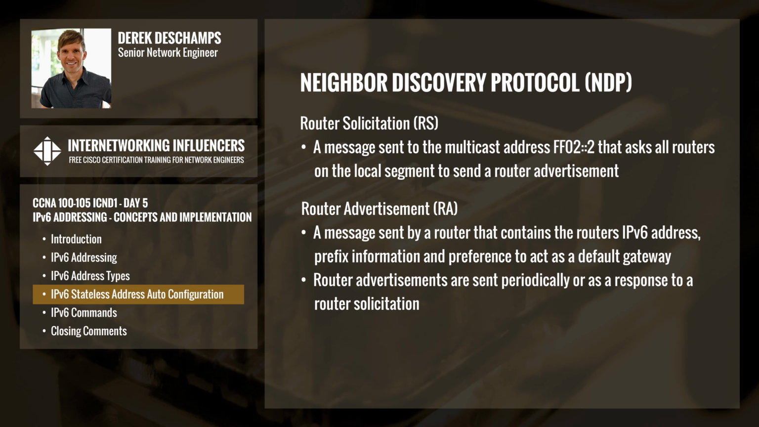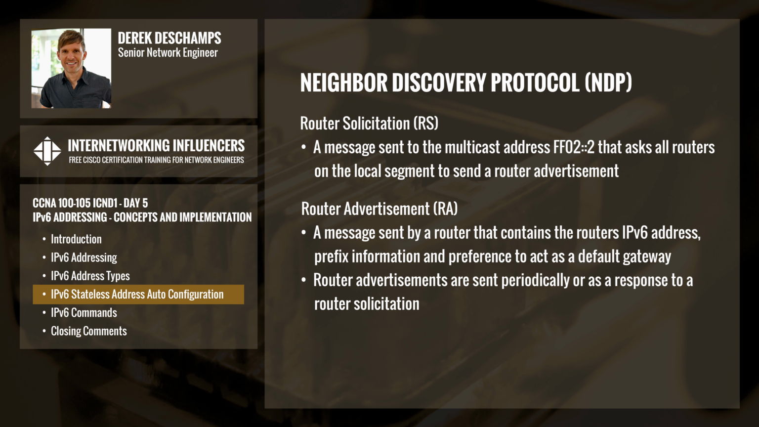As I mentioned, the prefix portion of a SLAAC address is obtained by using the Neighbor Discovery Protocol, or more specifically, through the use of router solicitation messages and router advertisements. A router solicitation, or RS message, is a message sent to the multicast address FF02::2 that asks all routers on the local segment to send a router advertisement.